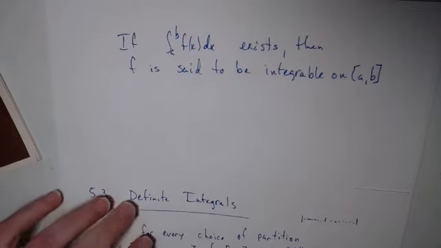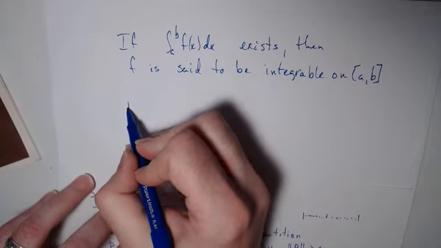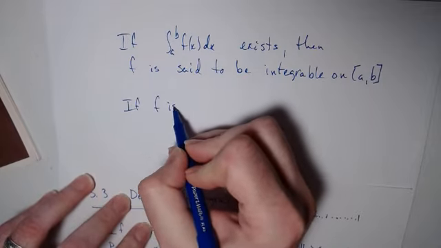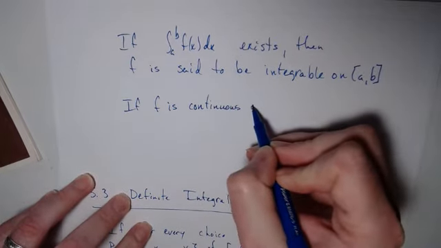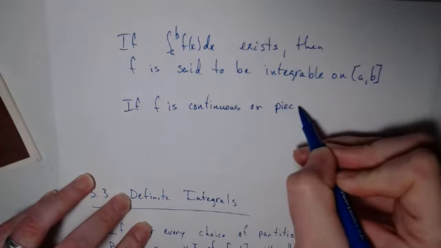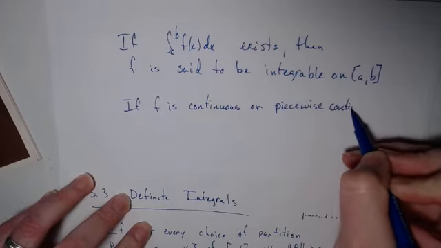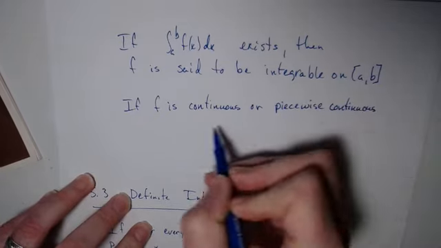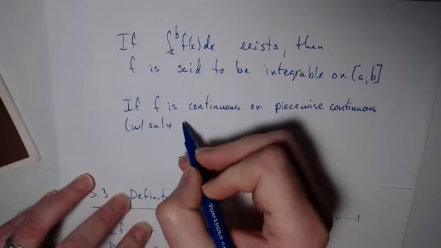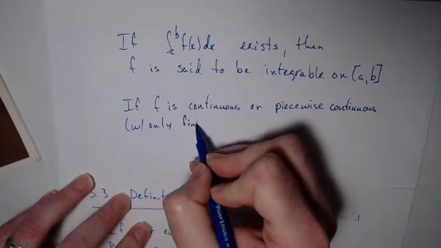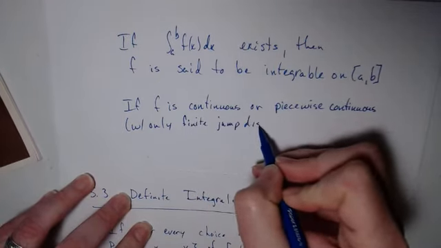And while I'm at it, we typically talk about if f is continuous or piecewise continuous with only finite jump discontinuities.